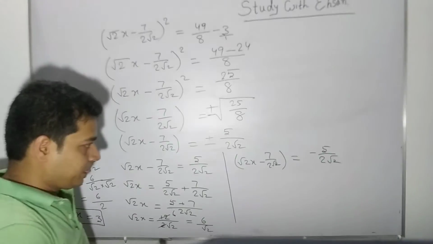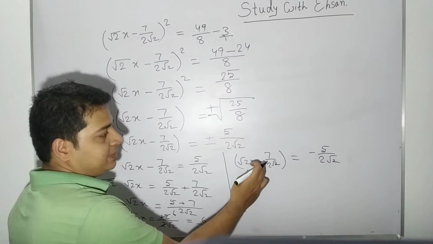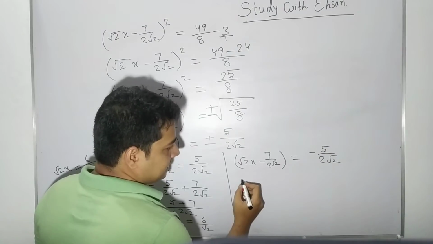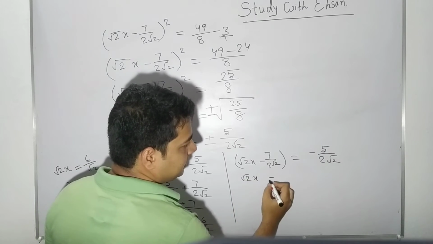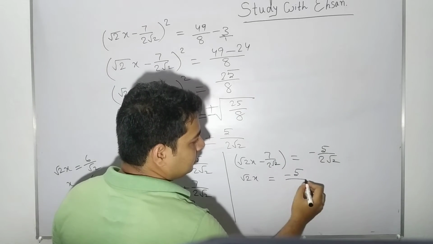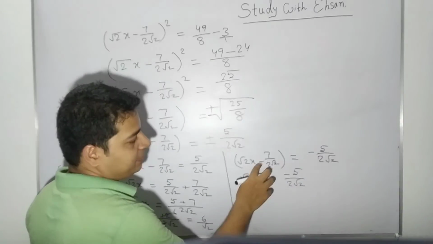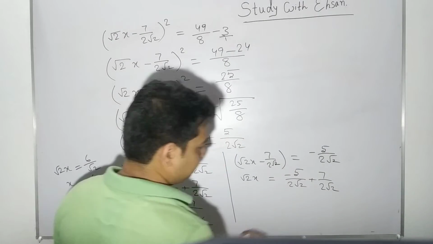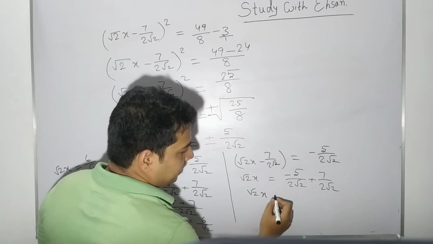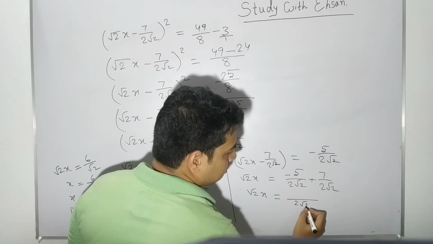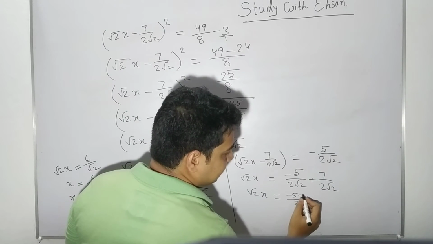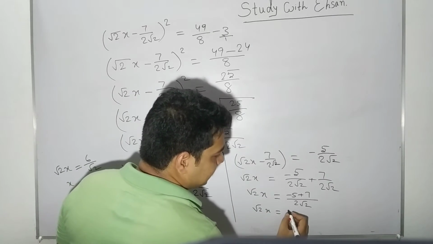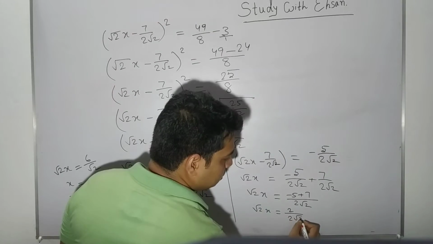This is one of the values of x we will get after solving this. Now we also have to solve this. Root 2x minus 7 upon 2 root 2 is equal to the negative value of 5 upon 2 root 2. Then in the same way, root 2x will be minus 5 upon 2 root 2, and when this minus 7 upon 2 root 2 comes here, it becomes plus 7 upon 2 root 2. Now root 2x equal to, the LCM is 2 root 2, minus 5 plus 7, because these are like fractions. Root 2x equal to minus 5 plus 7, it is 2 upon 2 root 2, and 2 cancel.